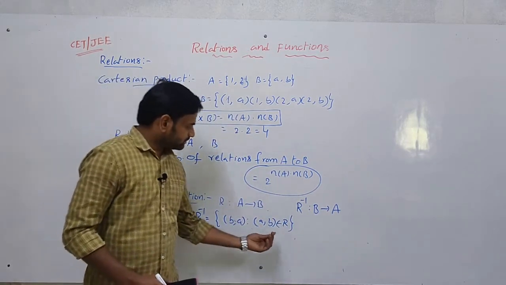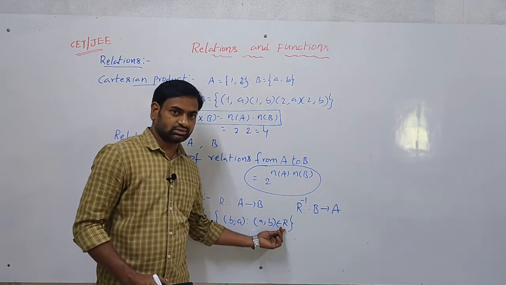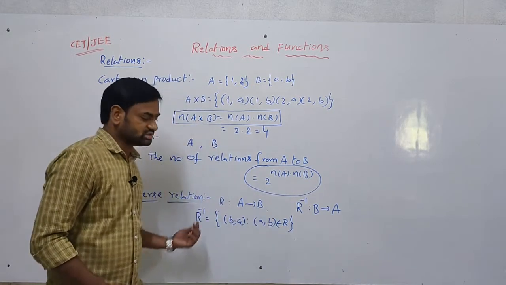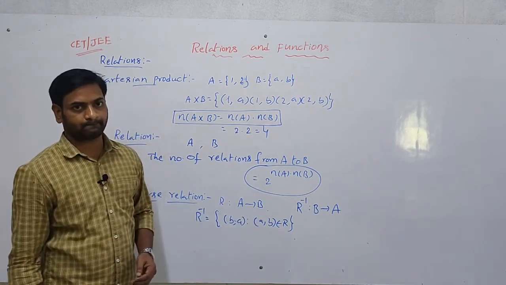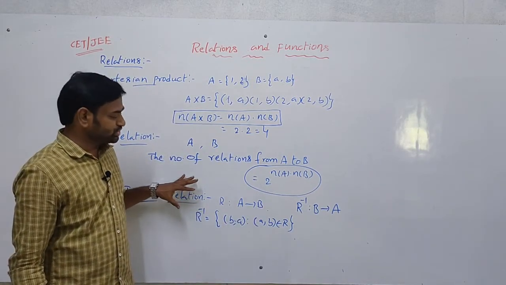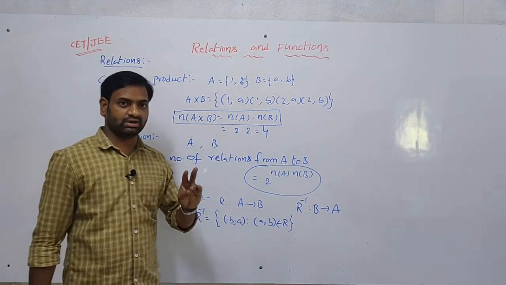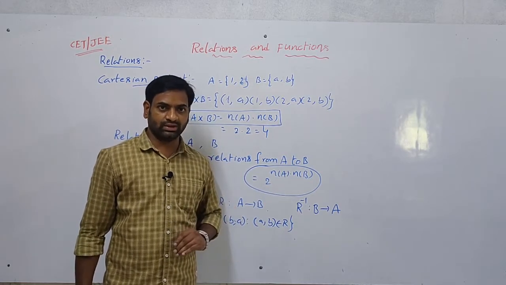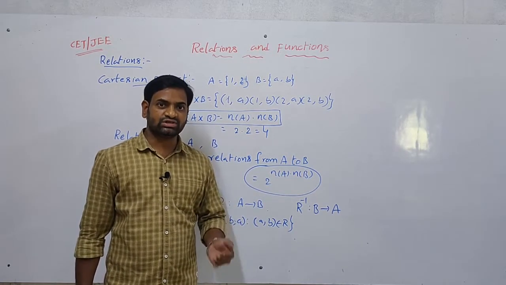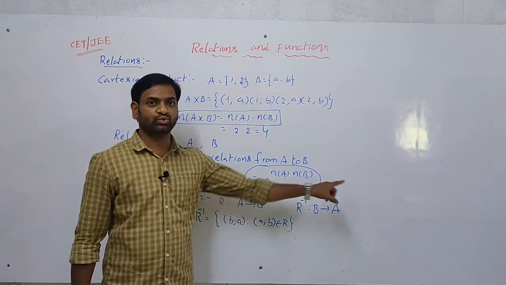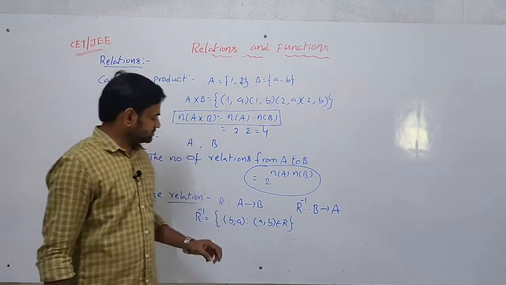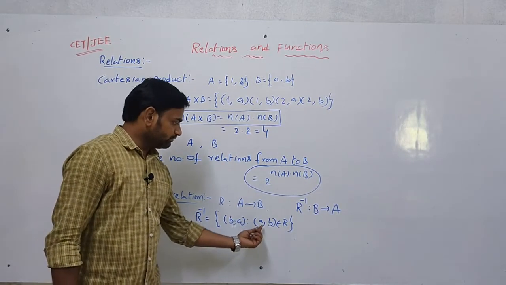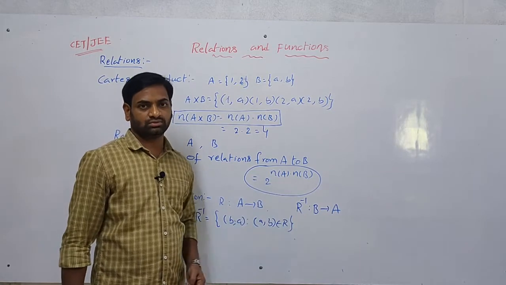That means in the relation R, if the ordered pair (a, b) is there, then in R inverse it is (b, a). So what does inverse relation mean? A and B are two sets. If I define a relation R from A to B, then the inverse relation R inverse is from B to A. It has ordered pairs (b, a), where (a, b) belongs to R.